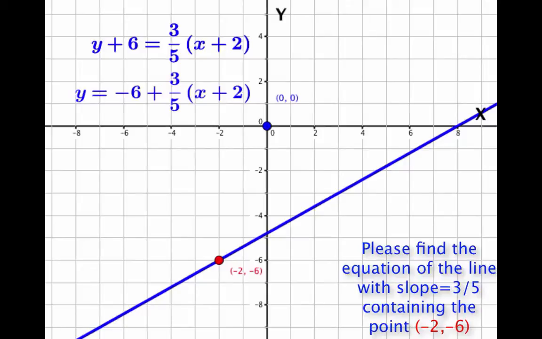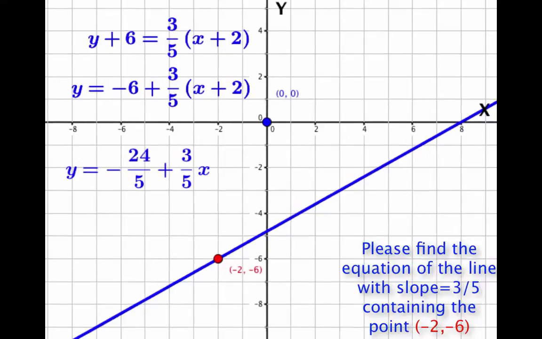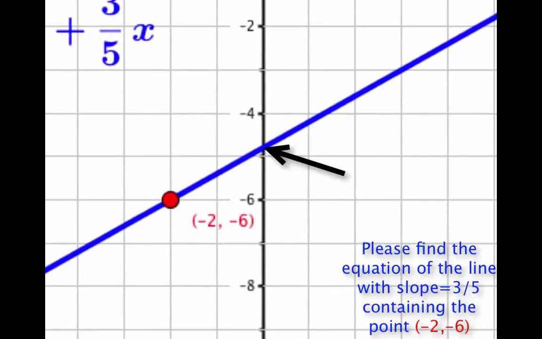Or of course, you could put this into slope-intercept form by solving for y and end up with y equals negative 24/5 plus 3/5 x, implying that of course our slope is still going to be 3/5 and our y-intercept is negative 24/5, which is really close to negative 5 but not quite negative 5, and if we zoom in on our graph it absolutely confirms that. And note to self, in this case our y-intercept was not an integer.